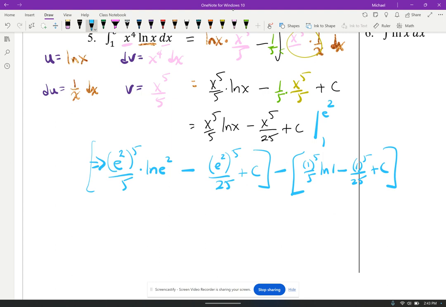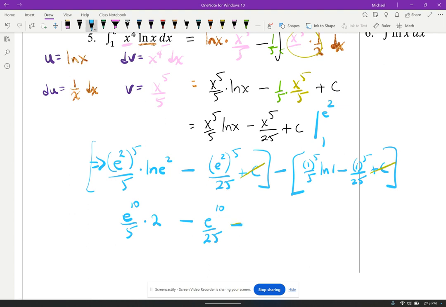Alrighty. Well, let's see. This is e to the 10th over 5. Natural log of e squared, that's just 2, right? Because the natural log and the e cancel each other out, and I'm just left with 2. Minus e to the 10th over 25. The c's and the minus c's are going to cancel out, so I'm not too worried about those. Those are gone.